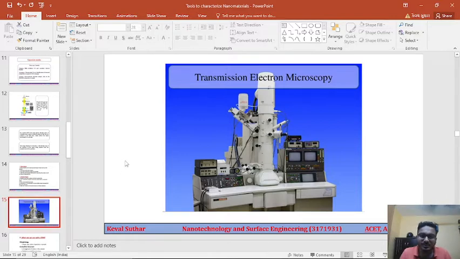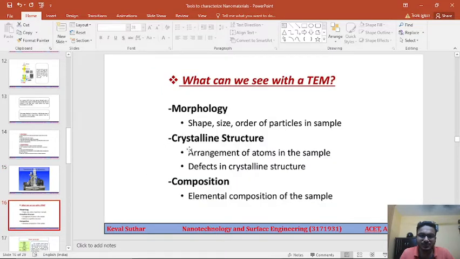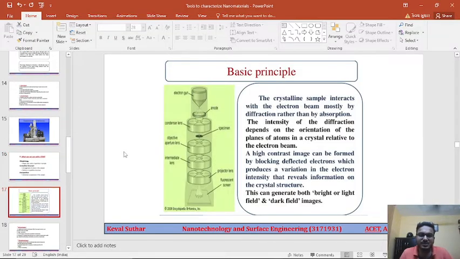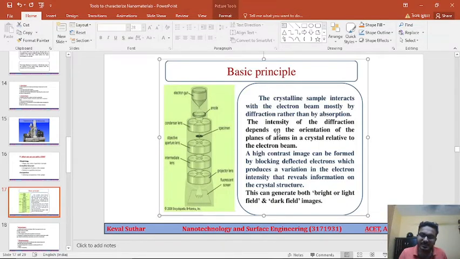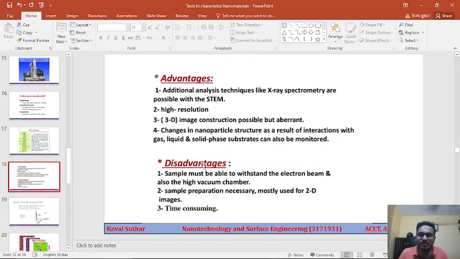Next we studied transmission electron microscopy. Here we can obtain morphology, crystalline structure, and composition. The arrangement is quite similar to scanning electron microscopy with a few differences. In this case the specimen is in between, whereas in the previous method the specimen was at the bottom. Here it is between the condenser lens and the objective aperture lens. Then we have the intermediate lens as well as the projector lens. The basic principle is that the intensity of diffraction depends on the orientation of the planes of atoms in the crystalline structure relative to the electron beam. Here also we discussed a few advantages and disadvantages of this method.